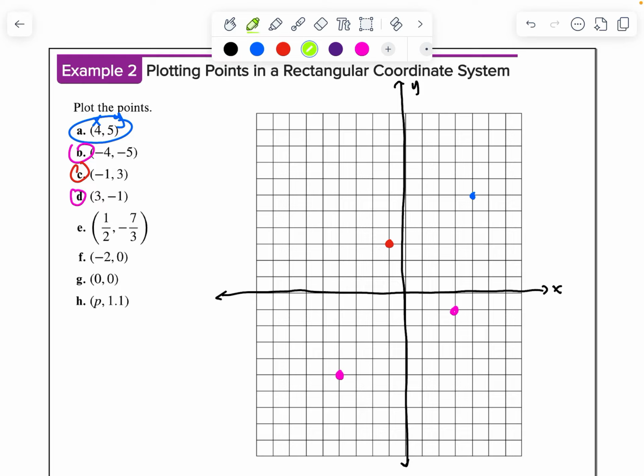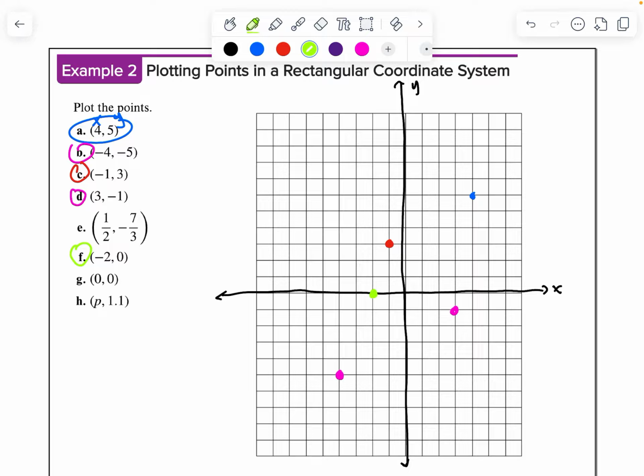All right, we'll just do one more of these. The point negative 2, 0. I'll move negative 1, negative 2. Think about how far we are going to go up or down. We're going to go up or down 0. We're not going to go up or down at all. And so we actually just land directly on that grid line.